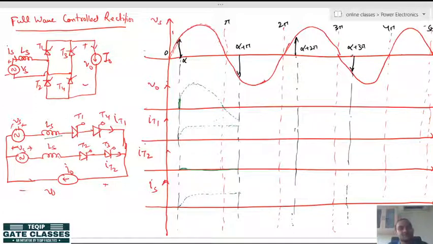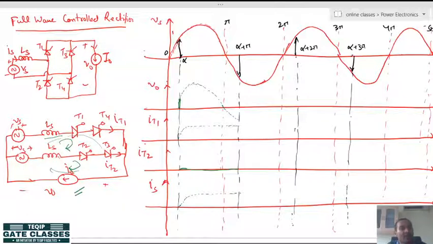Now, let us consider what will happen when at pi plus alpha T3 and T2 get the gate pulse. They will be turned on, but the current will not immediately commutate or transfer from T1 T4 to T2 T3 because of source inductance. So, this will result in this circuit. Here again we can see that one current will be flowing like this, one current like this, and one current like this.